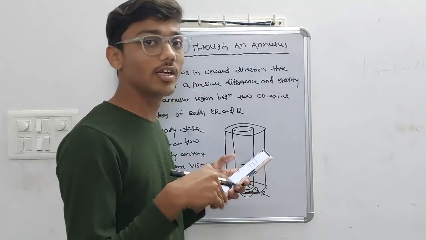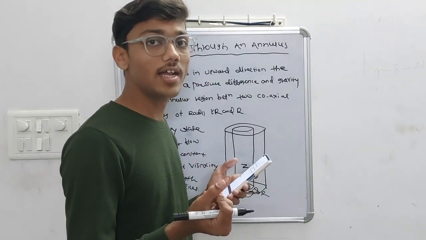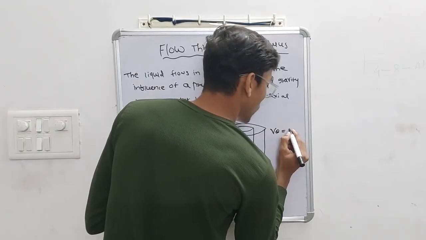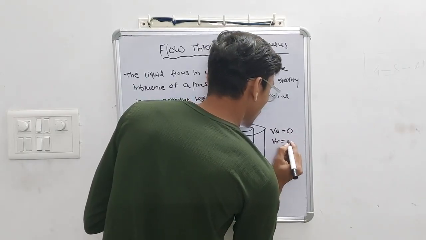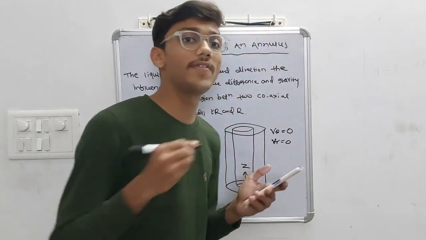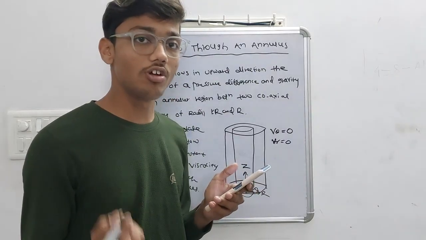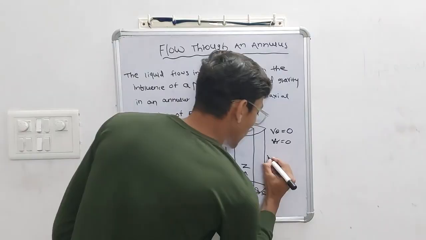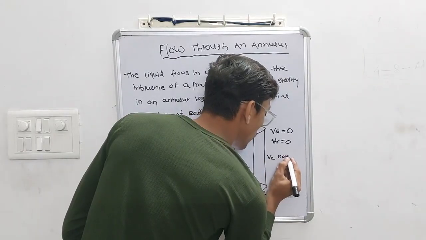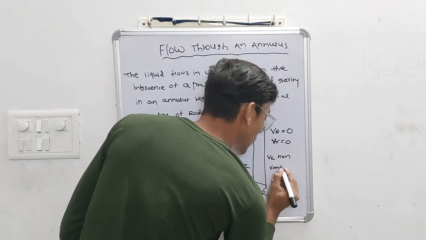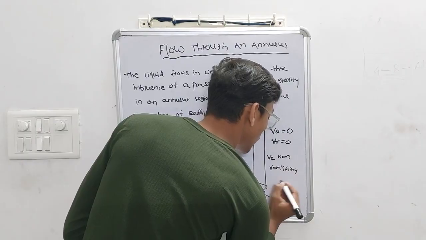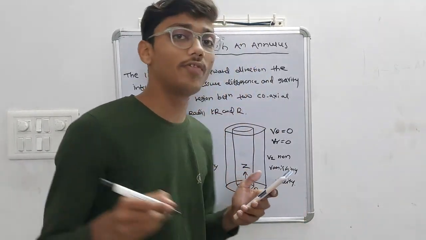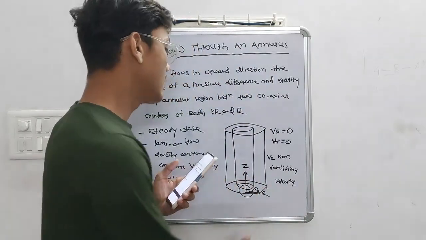Similarly, in this question also v theta and vr are 0. But the velocity in z direction is not 0. This is a non-vanishing velocity vz, because our flow is laminar and in the z direction.